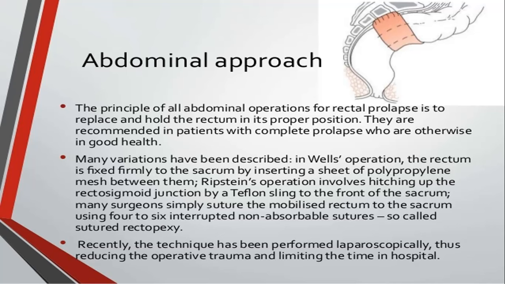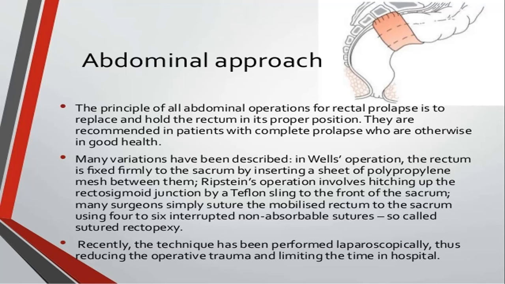Many variations have been described, like the perineal operation. In a Wells operation, the rectum is fixed firmly to the sacrum by inserting a sheet of polypropylene mesh between them. Like in the Wells operation, the rectum and sacrum are both fixed firmly by applying the mesh. And the Ripstein operation involves attaching the rectosigmoid junction by a Teflon sling to the front of the sacrum.